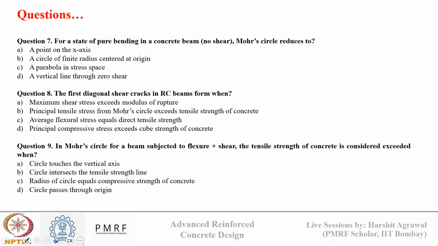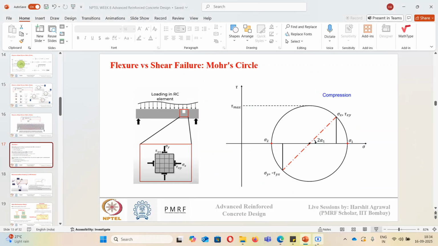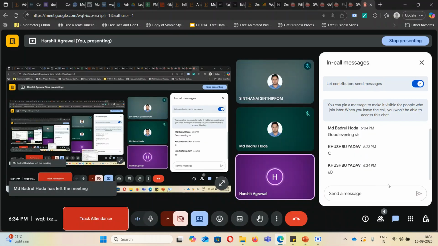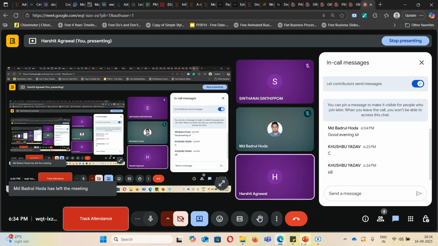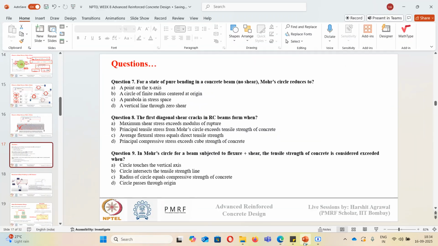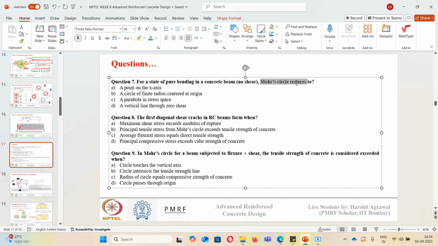Now, based on this Mohr circle concept, just try to answer these three simple questions. And in the meantime, if you have any doubt regarding this concept, you can ask. I'll just check once if there is any question. Okay, so try to answer question number 7. For a state of pure bending in a concrete beam where there is no shear, how will the Mohr circle look?